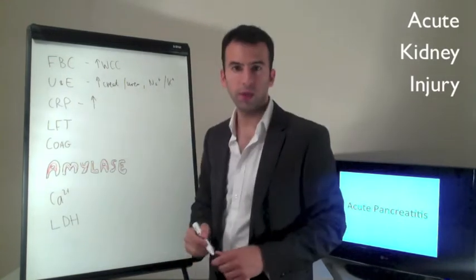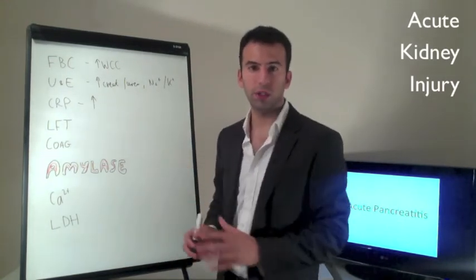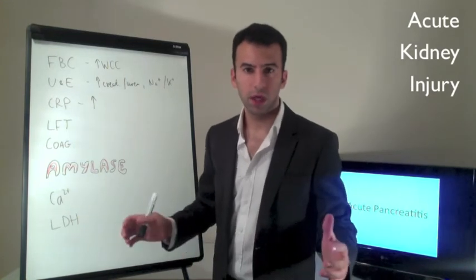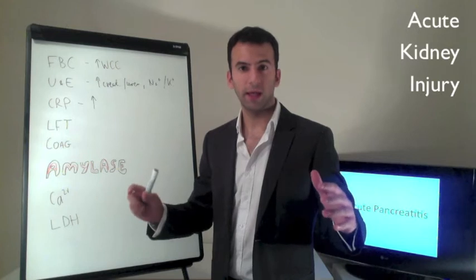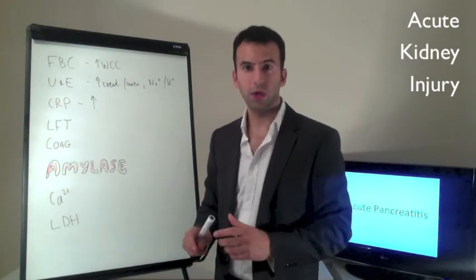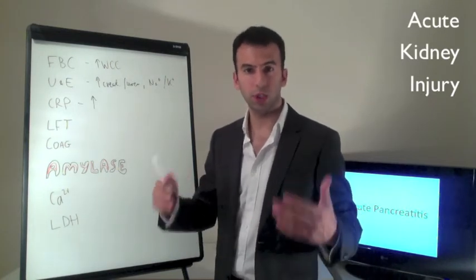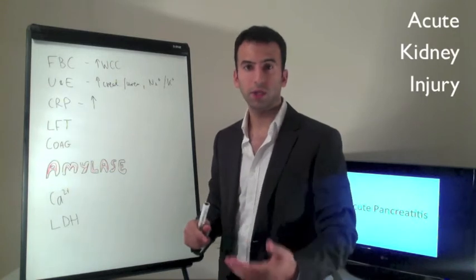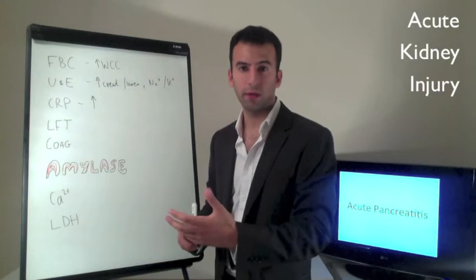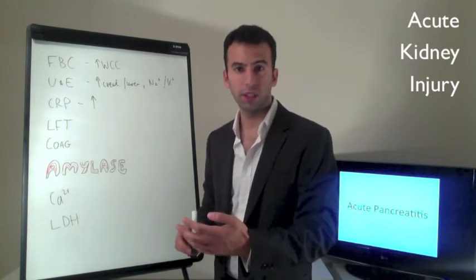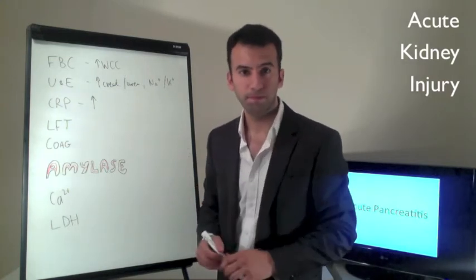Now, why might the U&Es go off? Why might the renal function go off? Well, for a number of reasons, but mainly because of dehydration and pre-renal failure. So hypotension leading to tissue hypoperfusion, including the kidneys. So that's why it's so important to keep patients with acute pancreatitis adequately hydrated so they can perfuse their kidneys.